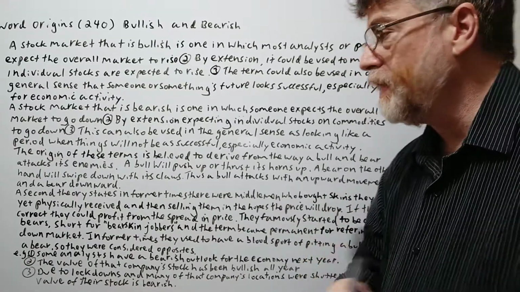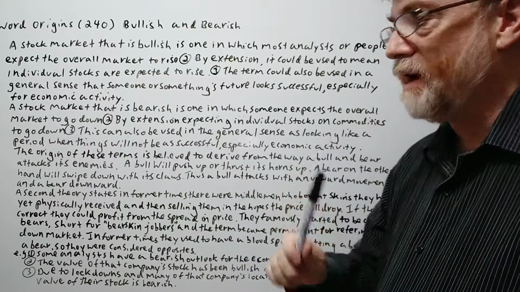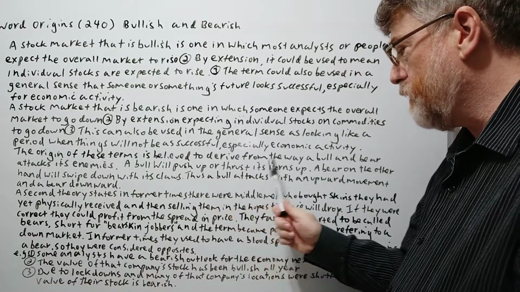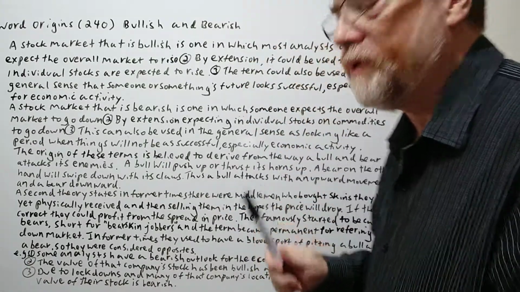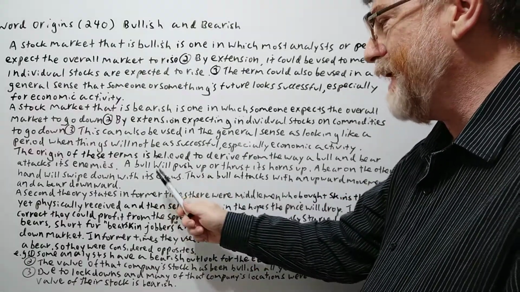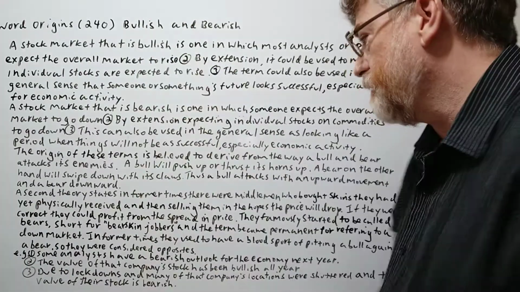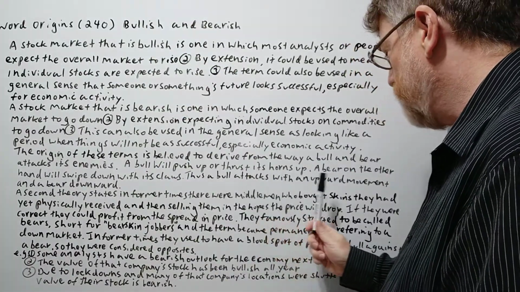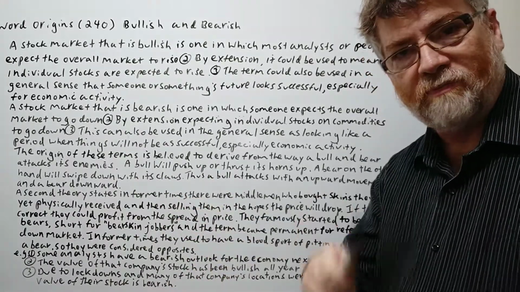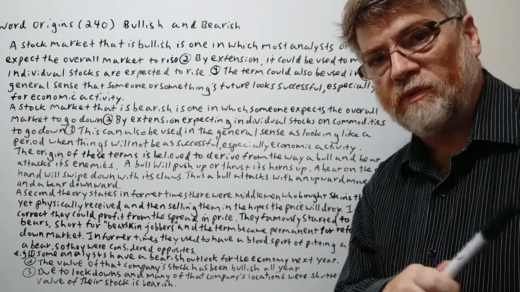All right, let's continue. The origin of these terms is believed to derive from the way a bull and a bear attack their enemies. A bull will thrust up with its horn, so it moves up. A bear, on the other hand, will swipe down with its claws, so a bear will attack down. Thus, a bull attacks with an upward movement and a bear with a downward movement. So this is why bullish is up, bearish is down. This is one theory, one of the most common ones you often hear.